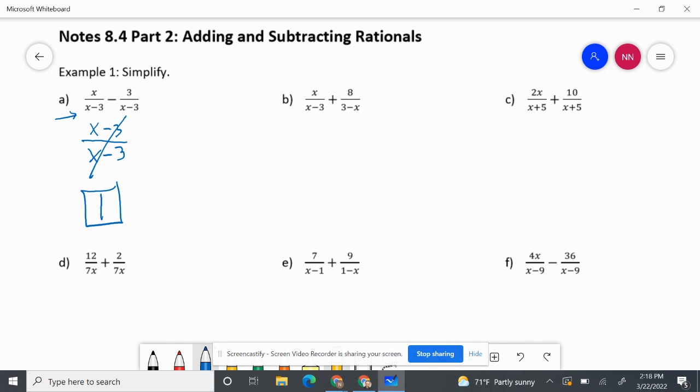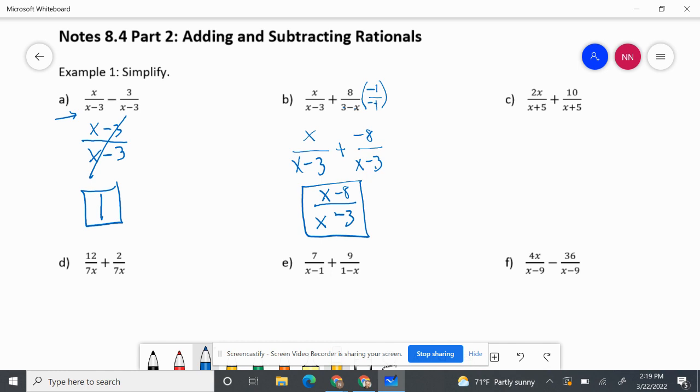Now, letter B is a little bit different because this is x minus 3, this is 3 minus x. So what I do is I multiply the top and the bottom by negative 1. That gives me a negative 8, and in the denominator it gives me an x minus 3. Notice that the negative 1 times the 3 is a negative 3. The negative 1 times the negative x is a positive x. The denominators are the same, so that would be x minus 3. And then x plus a negative 8 is x minus 8.